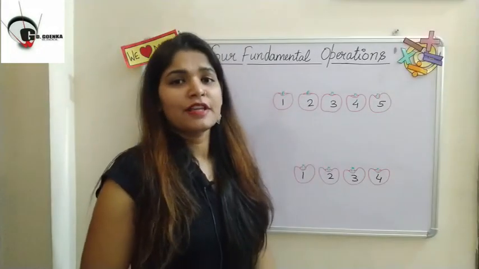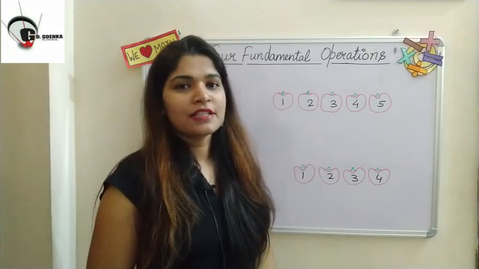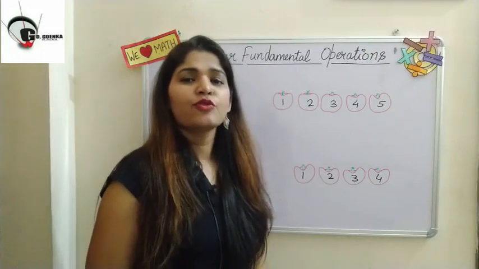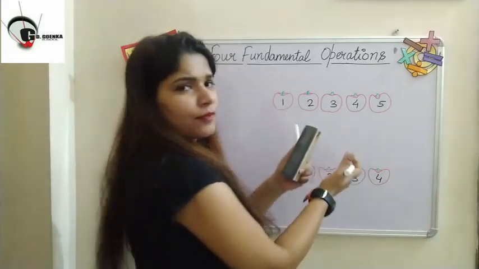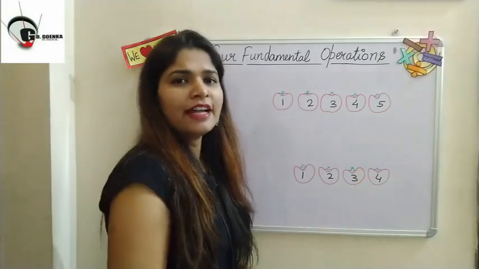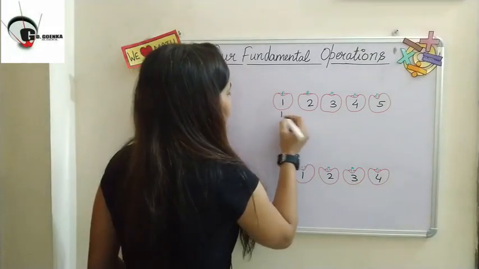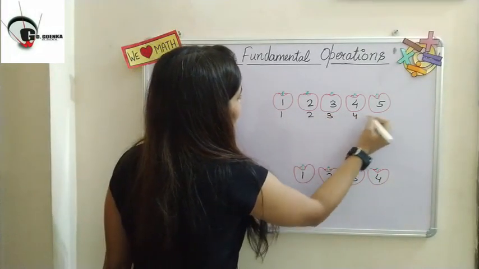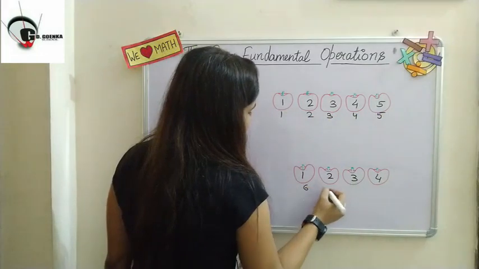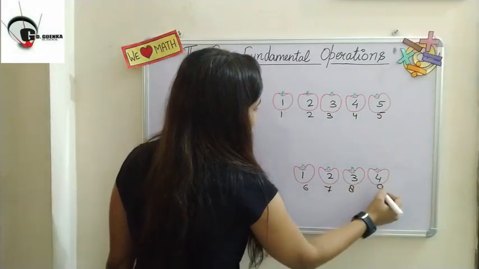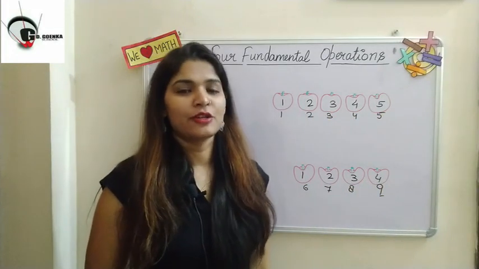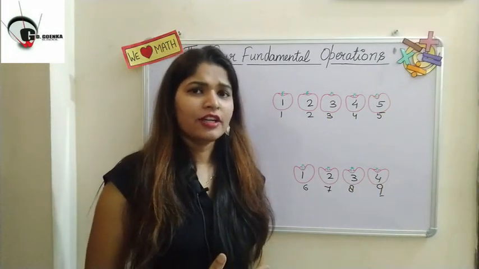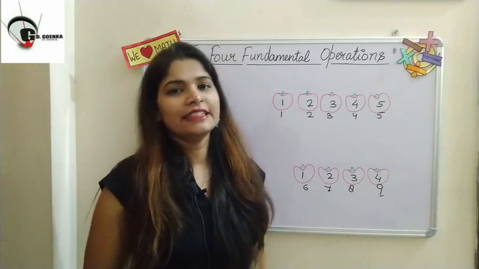If somebody asks how many apples altogether you have, what we are simply doing is putting all these apples together and counting together. Suppose 1, 2, 3, 4, 5, 6, 7, 8 and 9. That means we both have 9 apples together. So children, what is this called? This operation is called addition.